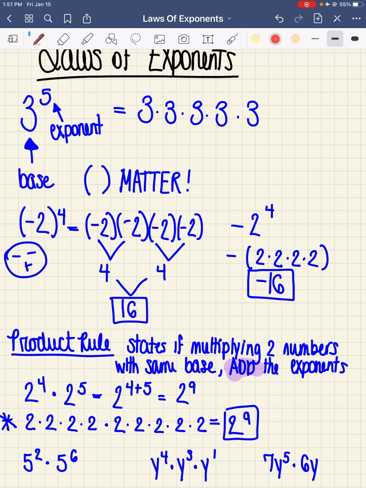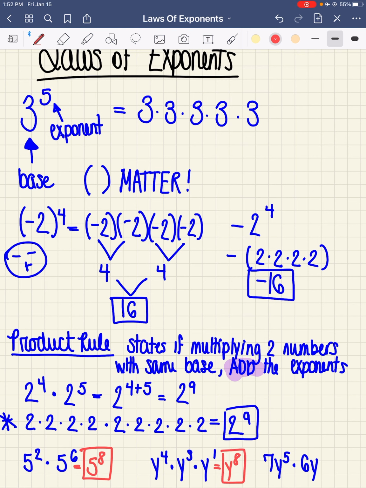All right. So 5 squared times 5 to the 6th power. I'm simply going to add those exponents. So 2 plus 6 gives me 5 to the 8th power. The next one, y to the fourth times y to the third times y to the first. I'm going to add 4 plus 3 plus 1, which is going to give me y to the 8th power.